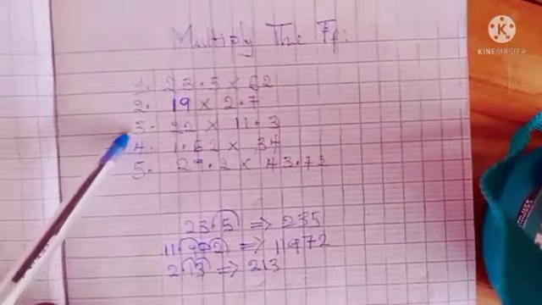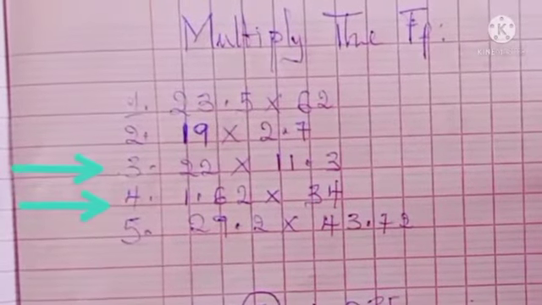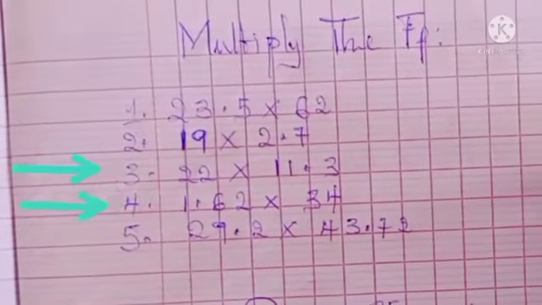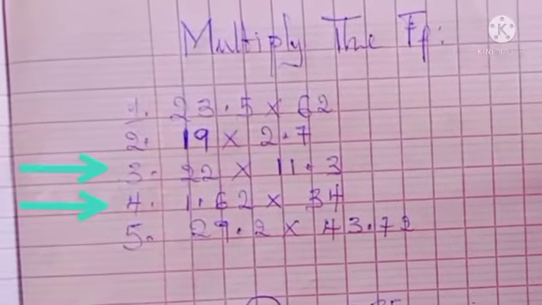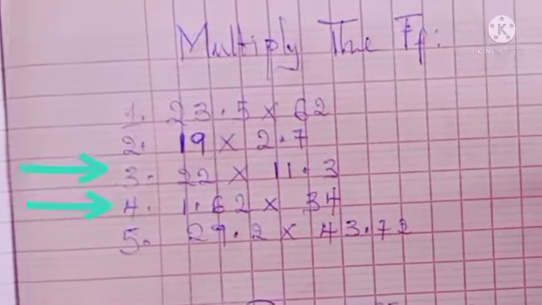The number 3 question and the number 4. So I'm sure you can see these questions very well. I suggest that if you fully understand how these questions are and how you can now multiply decimal numbers, please try to solve these questions and put your answers in the comment section below.